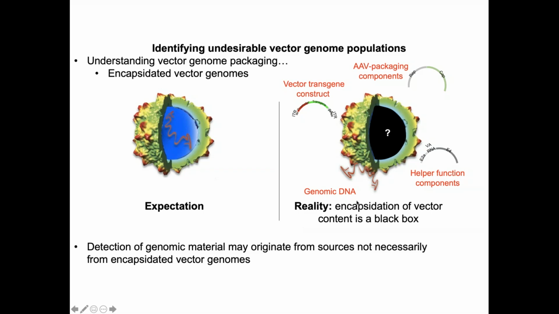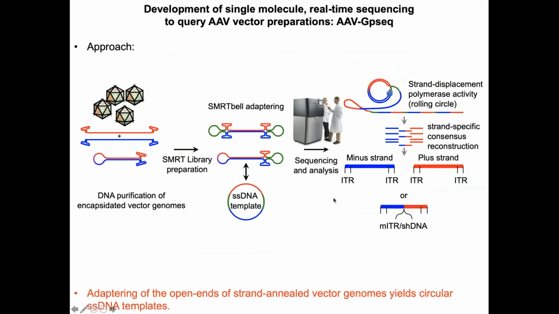So this is sort of the reality, and one of the goals for our lab was really to see whether we can develop a methodology to allow us to screen for these contaminating events, as well as the purity of our vector. And so, in collaboration with the team at PacBio, we developed a means of querying AAV vector preparations we call AAV genome population sequencing.